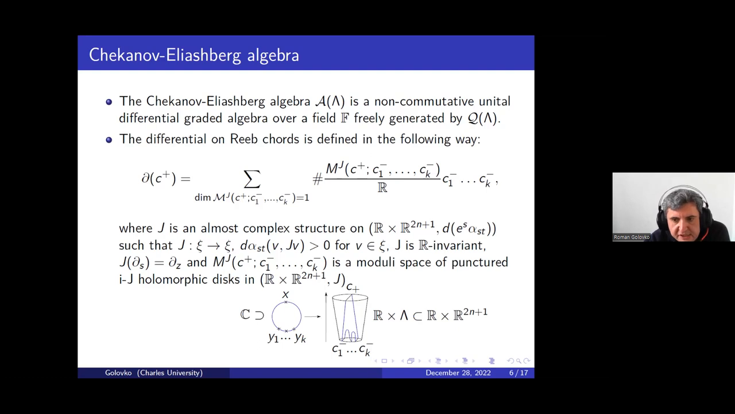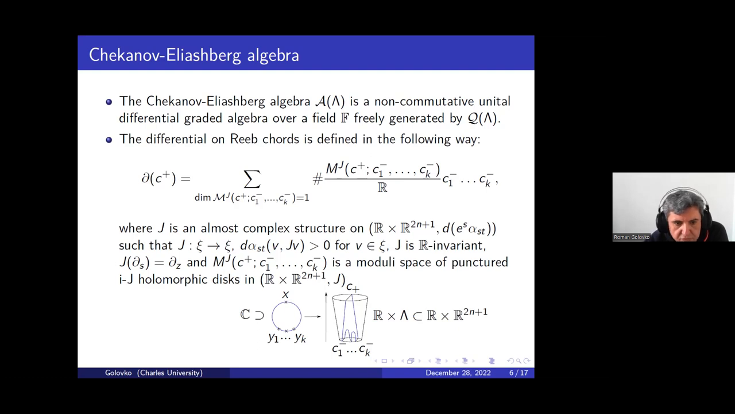On this product, we consider a symplectic form, which is d of e^s times our standard contact form, where s is a coordinate on the first R. On this product, we have an even dimensional manifold. There we can consider an almost complex structure. In other words, we consider an endomorphism of the tangent bundle J with the property that J squared is equal to minus identity.